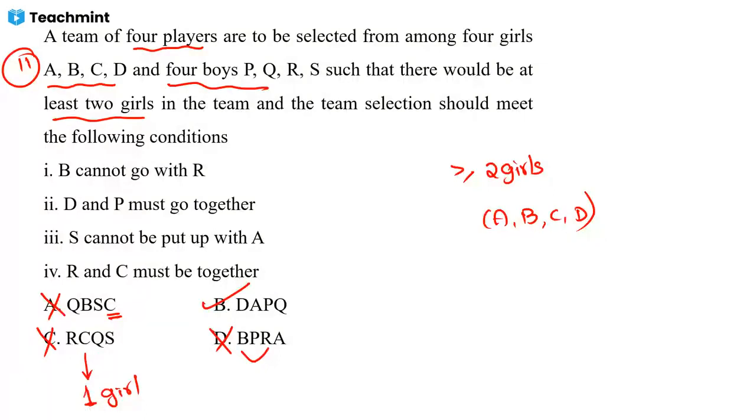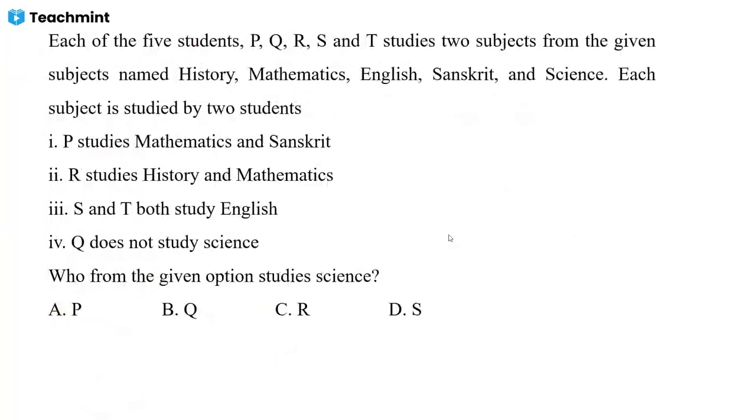Option C, that's the problem. Hope you understand. Somebody mentioned D, but B cannot go with R. Yeah, maybe for the previous question D, right? Okay. Only 1 girl is there, that's why eliminated. We need 2 girls. So we cross-verify all conditions. This is also a puzzle test related question.